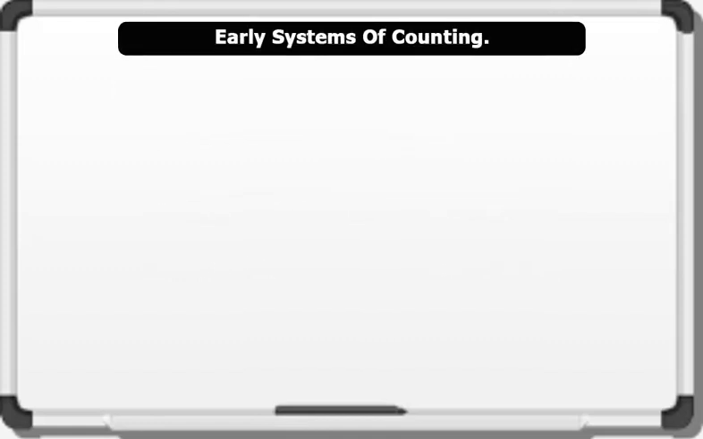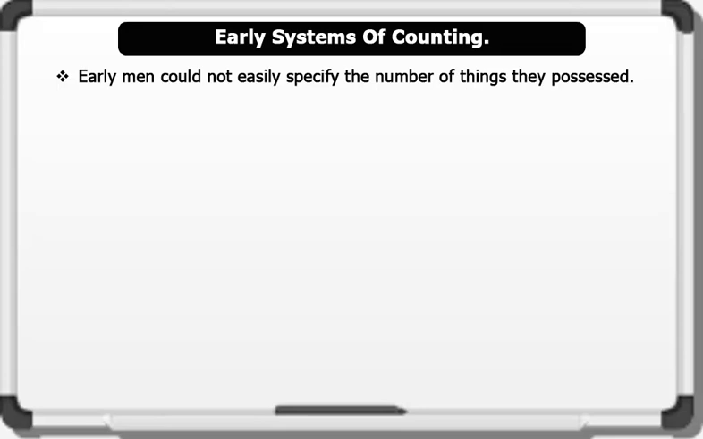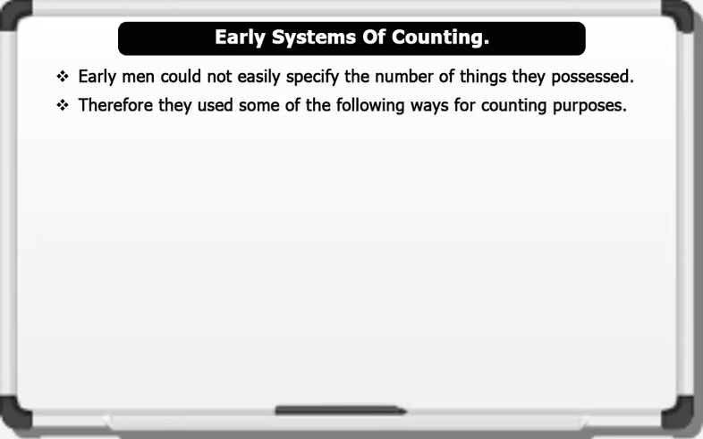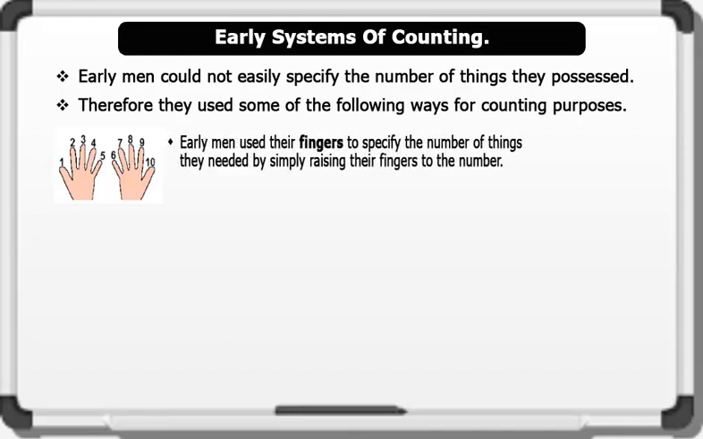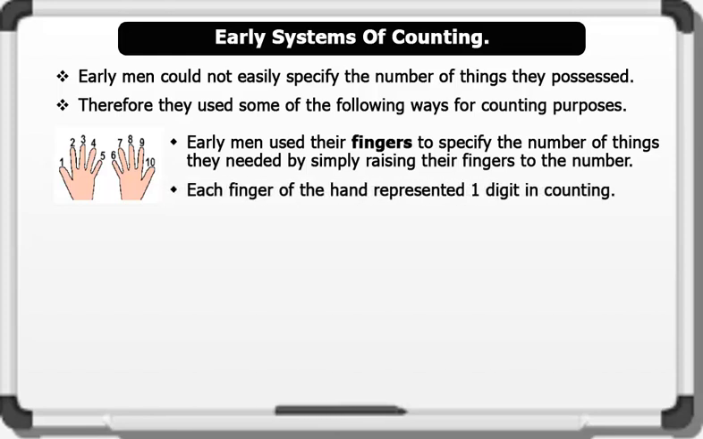Early systems of counting. Early men could not easily specify the number of things they possessed. Therefore, they used some of the following ways for counting purposes. 1. The use of fingers. Early men used their fingers to specify the number of things they needed by simply raising their fingers to the number. Each finger of the hand represented one digit in counting.